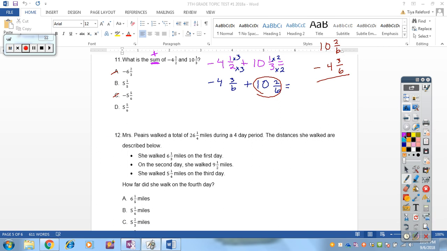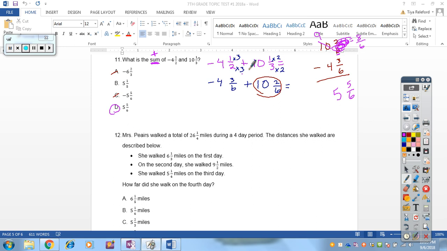Now let's subtract. Denominator stays the same. 2 minus 3. Ooh, can't do it. Turn 10 into 9. Do you remember what you add? You're going to add whatever this denominator is. So 2 plus 6 is 8. That's your new fraction. 8 minus 3, 5. 9 minus 4. And we said the answer was positive.